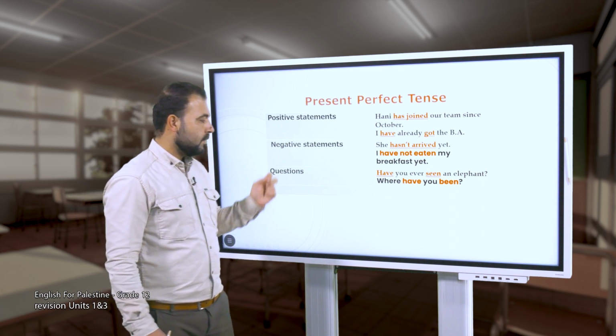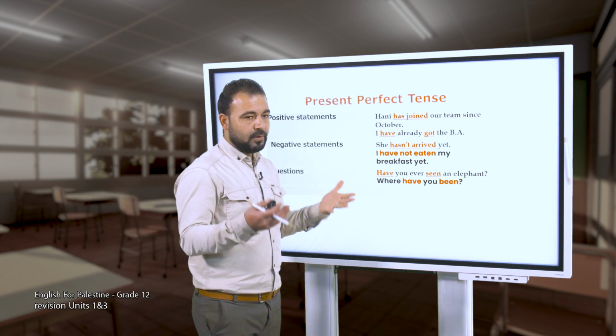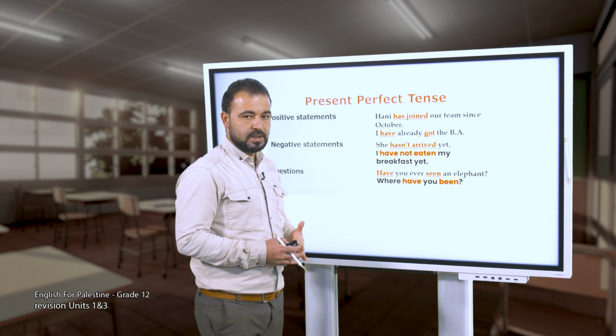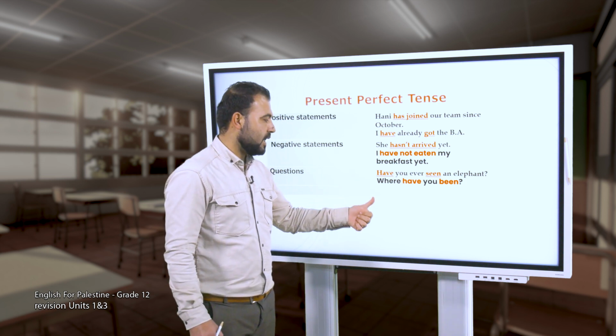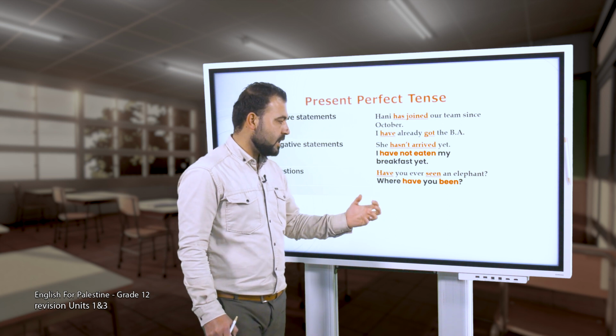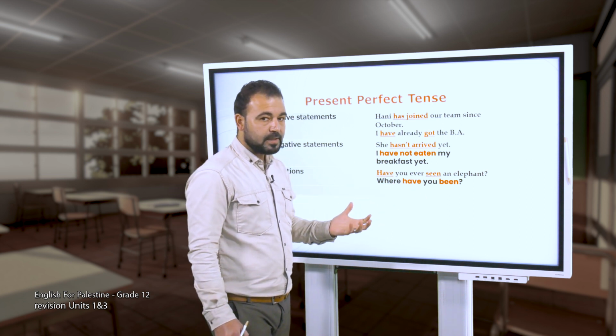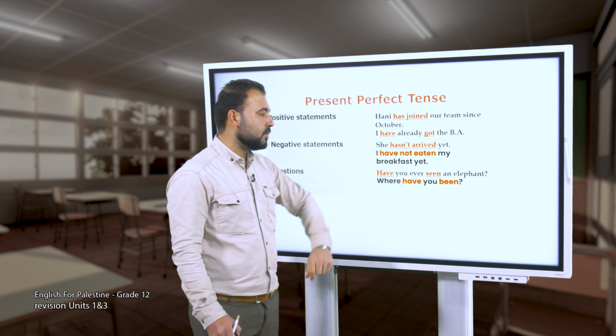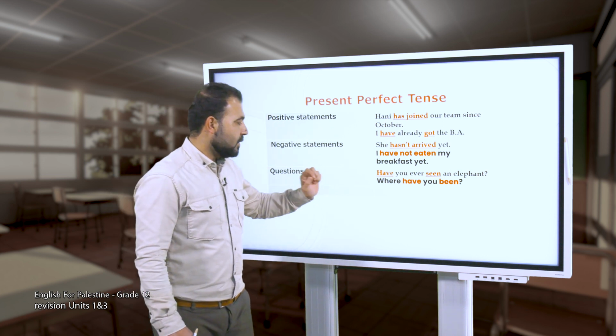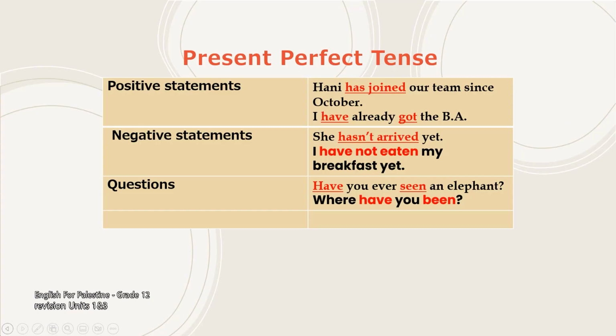Questions. If I am forming a yes-no question, I use has or have plus the subject plus the verb in the past participle form and the complement with a question mark. For example, have you ever seen an elephant?